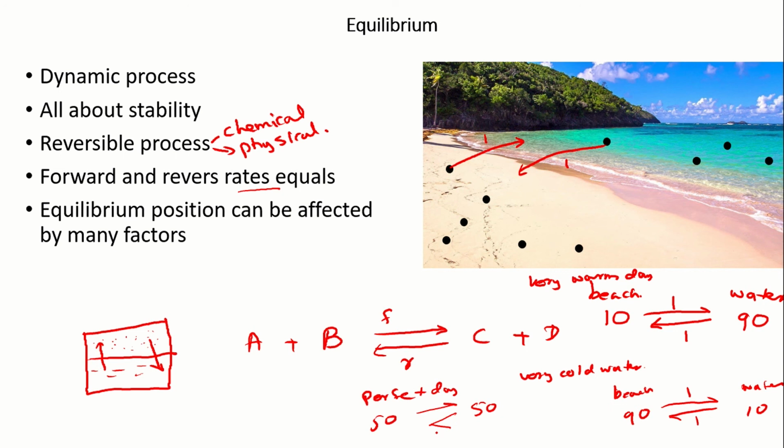Now this is too perfect. Usually we do not end up with this kind of too perfect situation, but whatever this equilibrium condition, whether it is physical or chemical, the equilibrium position can be anywhere within this range, so it can be affected by many factors. The temperature is just one factor that can affect the position of the equilibrium. Now we are going to look into more details about these factors affecting the equilibrium.